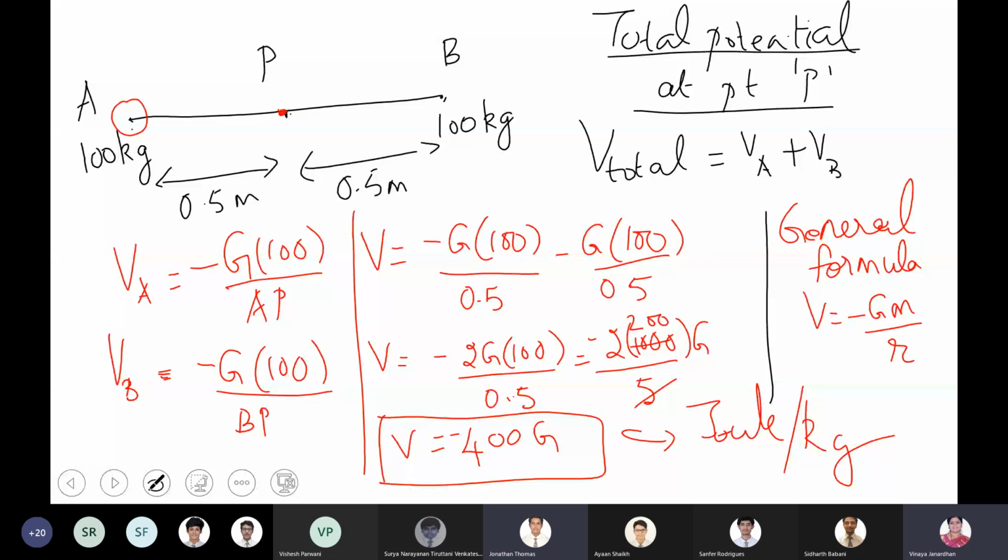Ma'am, can you tell the unit of gravitational potential energy? That will be joules. So, work done.